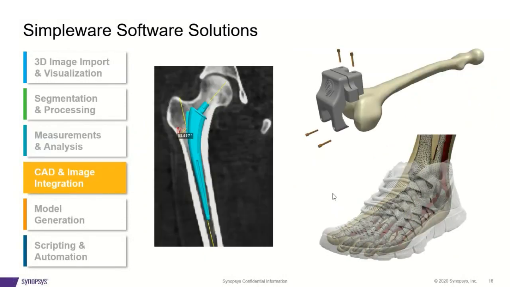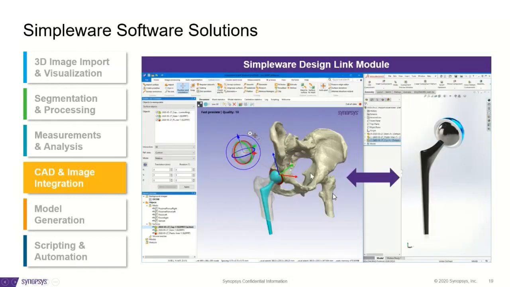Then there's the CAD and image integration. So you can import a CAD geometry into the image space, position it, and do your design, looking how your device fits, doing measurements, angles, things of that nature. For example, here we have a group that did modeling of the foot with the shoe. So they imported the CAD geometry of the shoe and fit that over the foot.